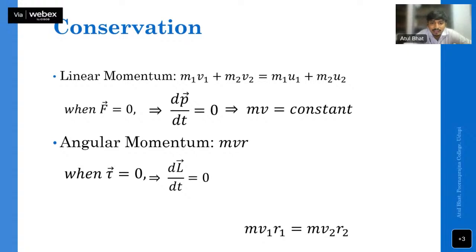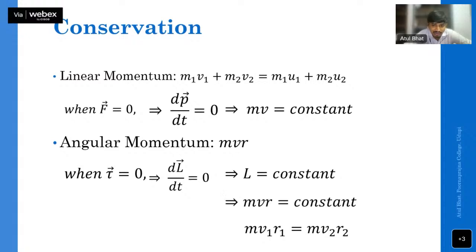And if I say angular momentum, its rate of change is 0, which means it does not change, then I say angular momentum is a constant. So in the absence of an external rotating force, angular momentum is constant. Angular momentum is given by L = mvr. So I say mvr = constant. This mvr can be initial or final. So initial mvr is equal to final mvr, or simply I write mv1r1 = mv2r2.